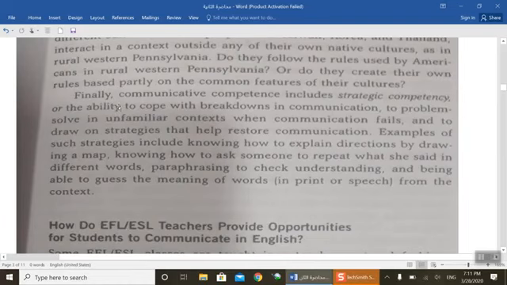Finally, we said there are four. Finally, communicative competence includes strategic competency, or the ability to cope with breakdowns in communication. Sometimes when non-native speakers of a language talk with each other, they have a breakdown, a problem in some contexts. For example, they forget some words. They don't know some words.